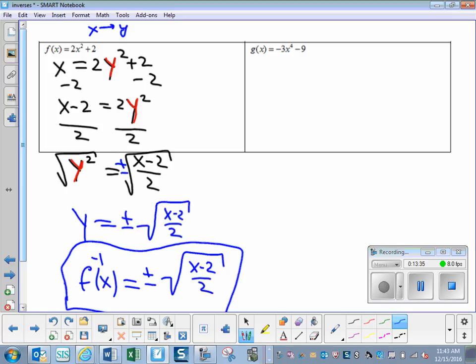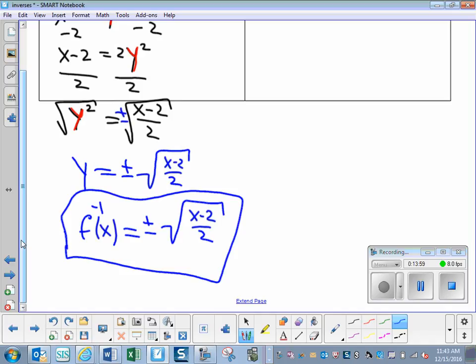What does it mean that the relationship is a function? Remember? For every single x, there is exactly one y. There cannot be two different y's for one x. Remember the vertical line test that we did? So the original function here is a function. What about the inverse? Is it a function or not?